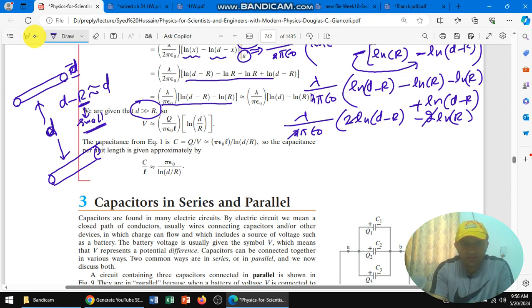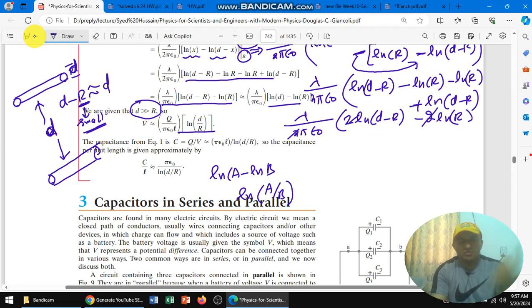So we put log of d minus log of r, and we use the formula for logarithm: log of a minus log of b is equal to log of a over b, and then we have log of d over r. And finally we find C is equal to k over V. So the V is here, lambda l over pi epsilon naught log of d over r. Now we take the reciprocal of all the things, we get pi epsilon naught l divided by log of d over r.